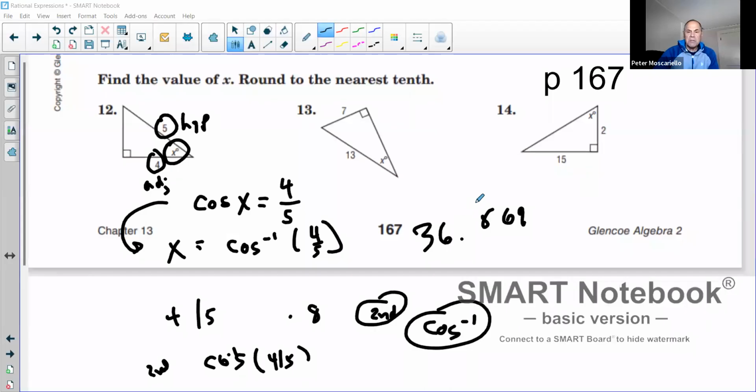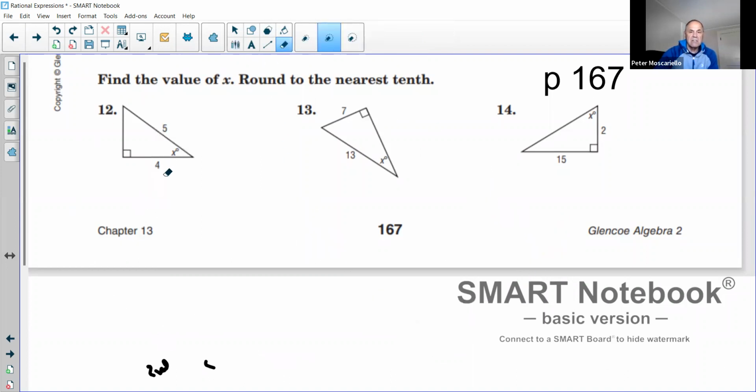We'll always tell you what decimal place to round to, usually the tenths place. So this is the tenths place. The next number is 5 or bigger, so it goes up to 36.9 degrees. That's your answer. Let's do another one.